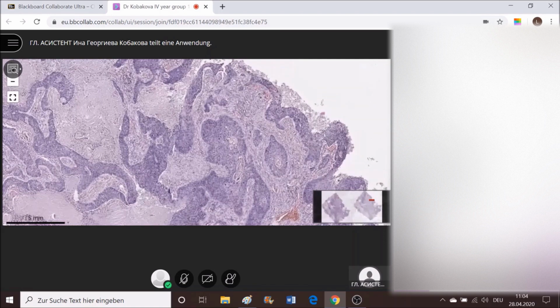That would be highly to well differentiated. That's a good answer. Yes, highly to well differentiated type of squamous cell carcinoma. So that's a good answer. Do you have questions for this slide?